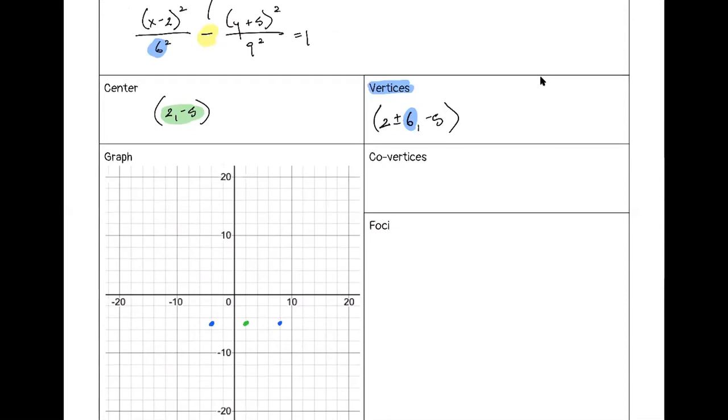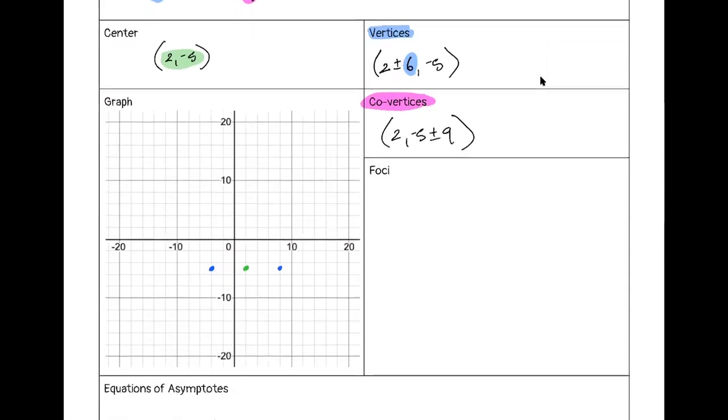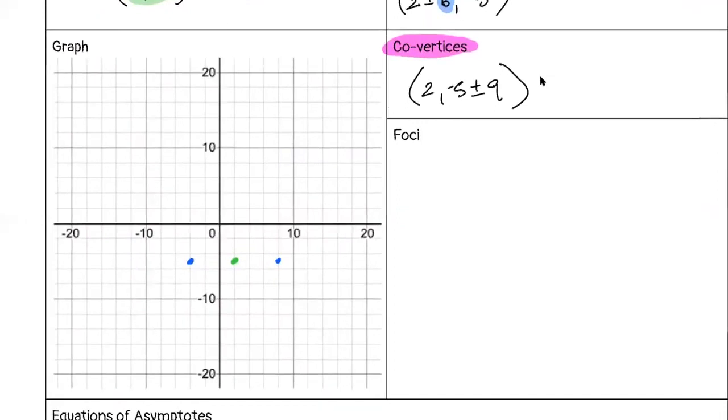All right, so even though this number under the y is bigger than 6, it's our co-vertices because it doesn't come first. So (2, -5 ± 9). We're going to count 9 up from the green dot. So 1, 3, 5, 7, 9.